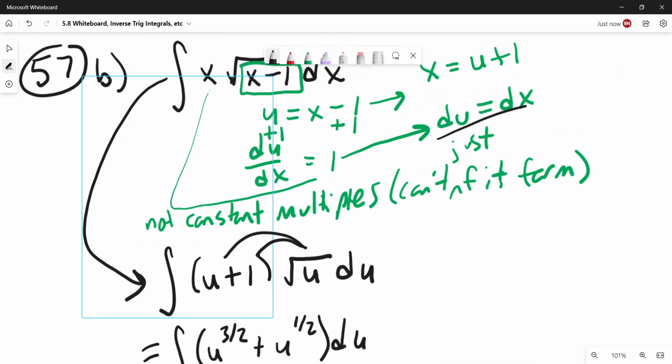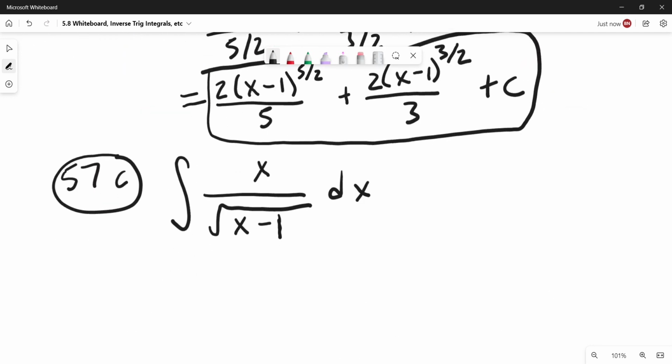So if we use the u substitution from B, u equals x minus 1. Whatever, I'll just rewrite it. u is x minus 1, so x is u plus 1.